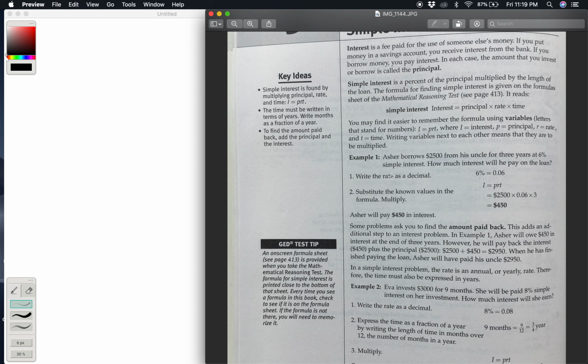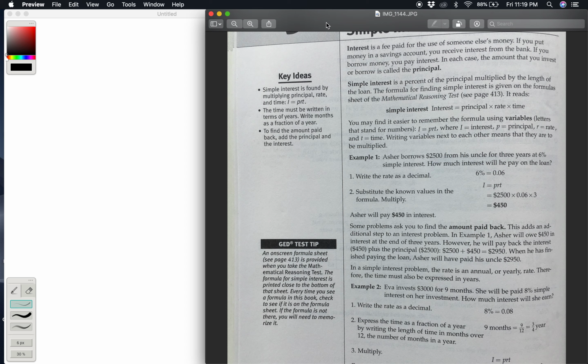The only thing I will say here is that some problems ask you to find the amount paid back. So, for example, the interest equals the principal times the rate times the time. Say that equals 450. 450 is your interest, okay? So the total amount paid back would be the 2,500 plus the 450. So the total amount in this case would be 2,950.